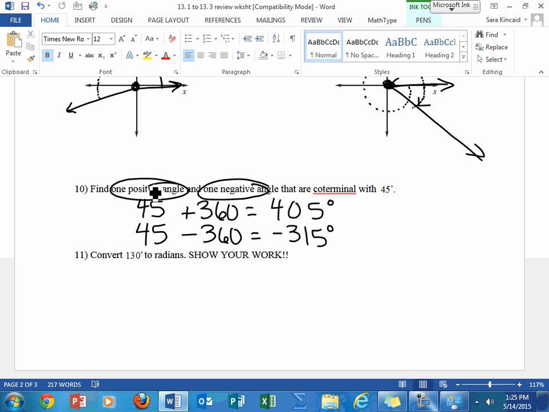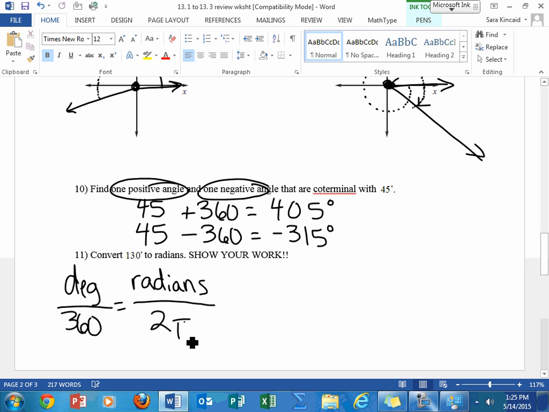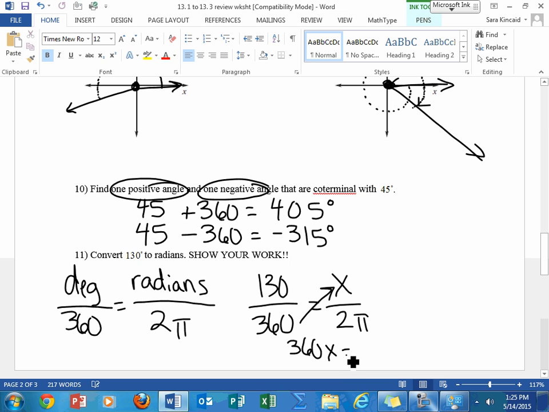So the formula for converting into radians is degrees over 360 equals radians over 2 pi. So if I set this up, I'm going to put 130 because that's the degrees over 360 equals x, I don't know the radians, over 2 pi. And now when you cross multiply, 360 times x is 360x. And then 130 times 2 pi would give you 260 pi. And now we would have to divide by 360.